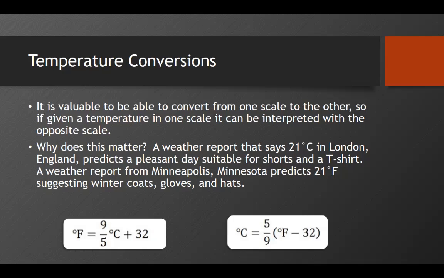Whereas a weather report from Minneapolis that predicts 21 degrees Fahrenheit is going to suggest to you that you need a winter coat, gloves, and hats. So the scales are not set the same way, because remember, freezing water is 0 in Celsius, 32 in Fahrenheit. Boiling water is 100 in Celsius, 212 in Fahrenheit.